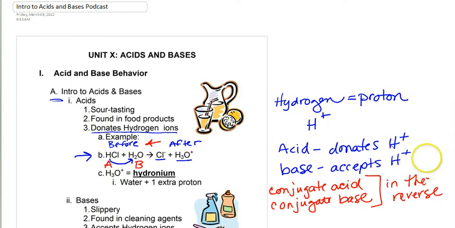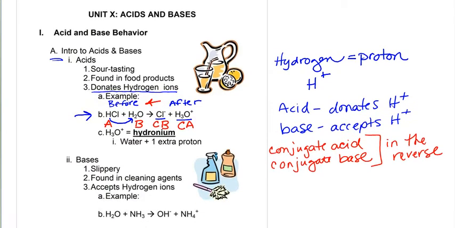So if I were to look at this now, in the reverse reaction, hydronium, in order for me to go back to water, would have to donate its hydrogen to chloride ion. So this would make this the conjugate acid, and chlorine is going to be taking in the hydrogen, so that would be the conjugate base. Okay? So you need to understand what an acid is, how we define it, and also be able to identify acids within an equation.